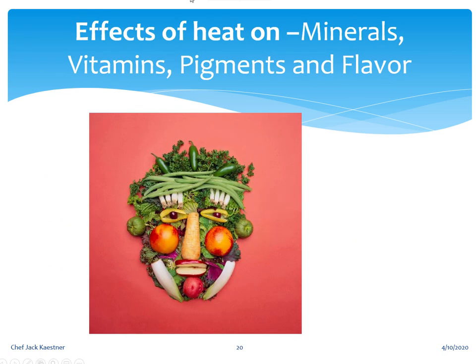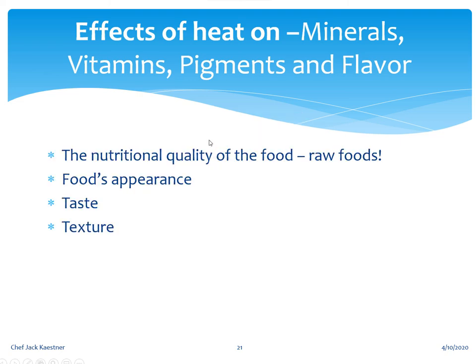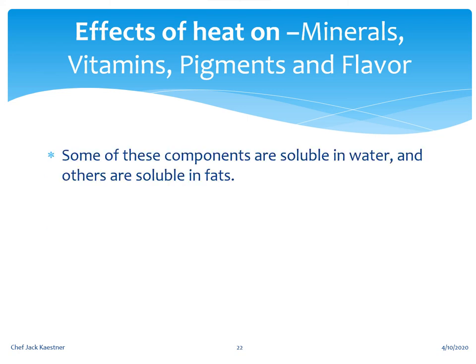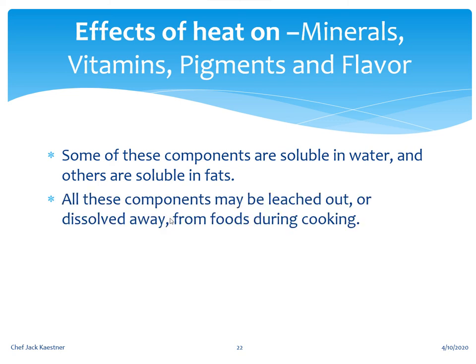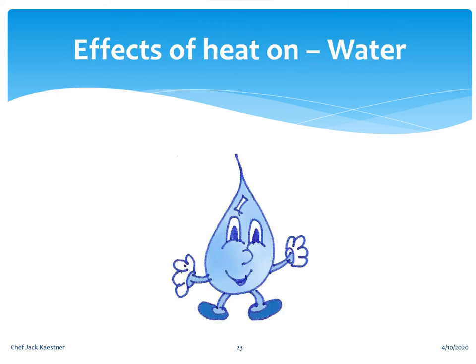On minerals, vitamins, pigments, and flavors, you gotta like this guy. We don't often think about minerals, vitamins, pigments, and flavors, but they affect the nutritional quality, the appearance, taste, and texture, and we'll look into that a little bit. Components are soluble in water, and some are more fat soluble. So you think of vitamins like B and stuff are more water soluble. Depending on how you cook it, you can leach out some of that flavor, some of the color, some of the nutrients.